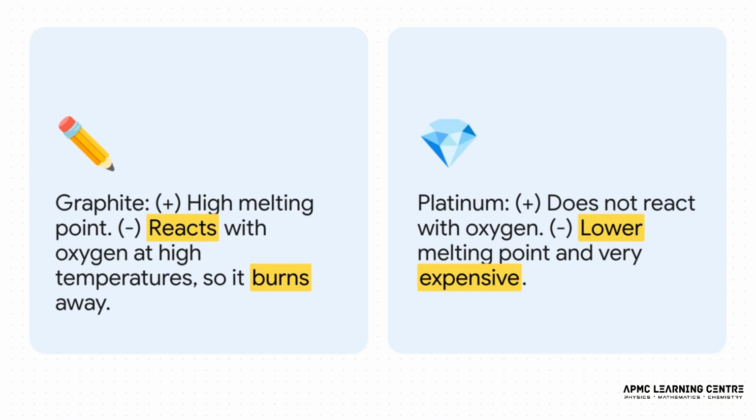Think of graphite as the budget-friendly option. It's way cheaper and can handle crazy high temperatures. But there's a catch. If your reaction produces oxygen, the hot graphite will actually react with it and literally burn away over time. Platinum, on the other hand, is the premium choice. It's incredibly unreactive. The downside? It's ridiculously expensive. So you've always got this trade-off between cost and performance.